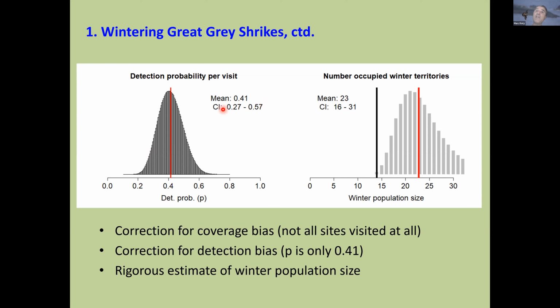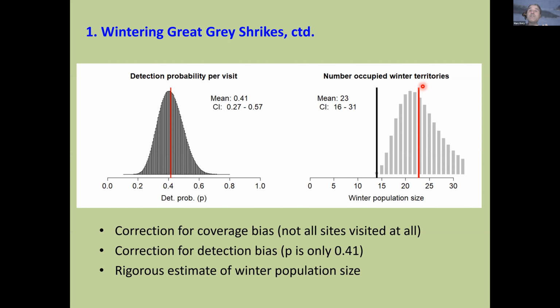And therefore, if I correct for this, which happens automatically in the analysis of the model, here is my estimate of the winter population size. The observed 14 sites is here. And I see that there's a lot of uncertainty here. The confidence interval goes from 16 to 31. There's even a non-zero probability that all 32 sites are occupied, but my best estimate, the so-called posterior mean, is 23. So my best estimate is that I overlooked the shrike at a total of 9 winter territories.